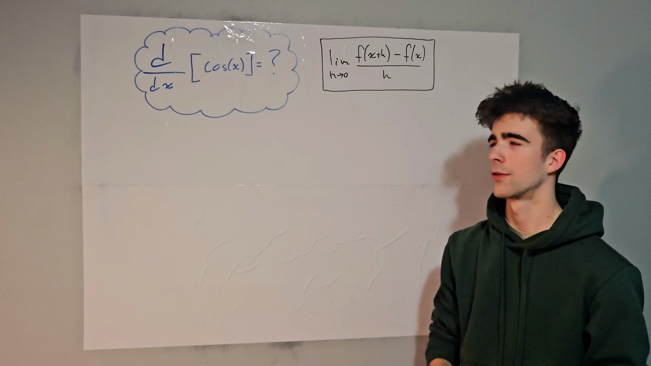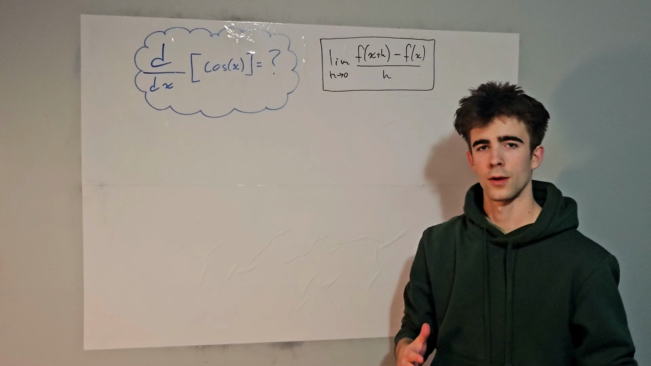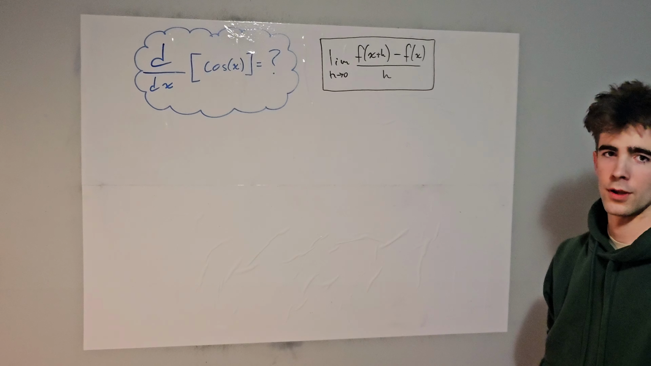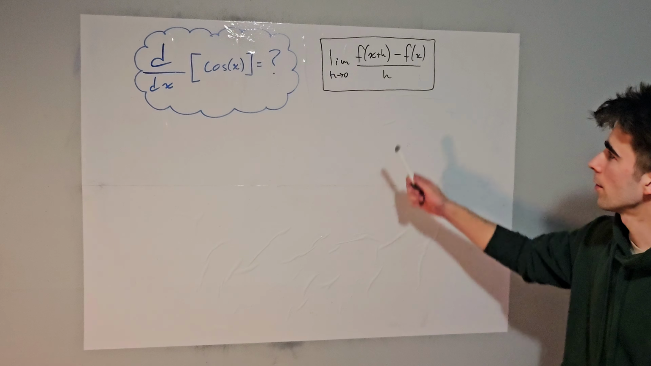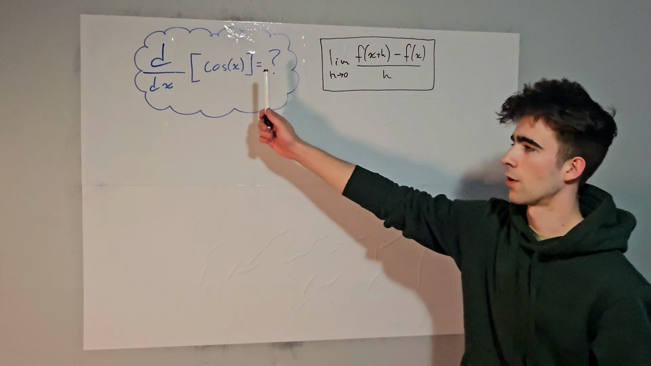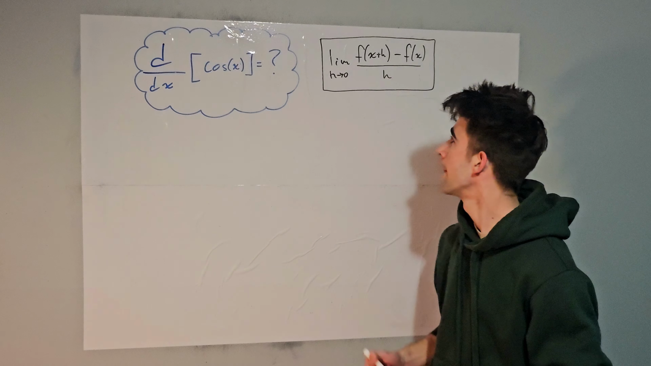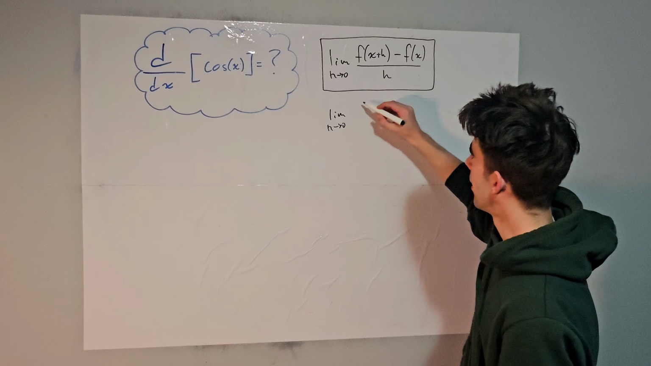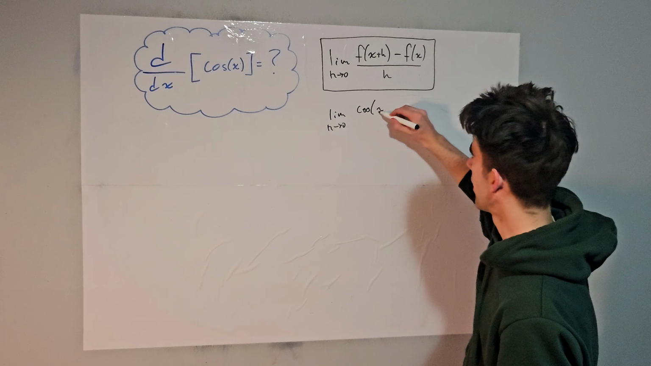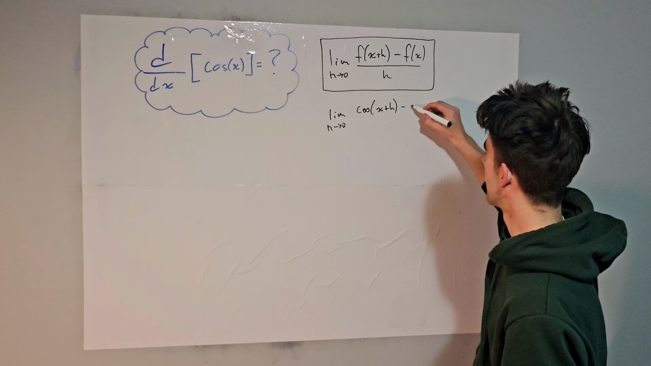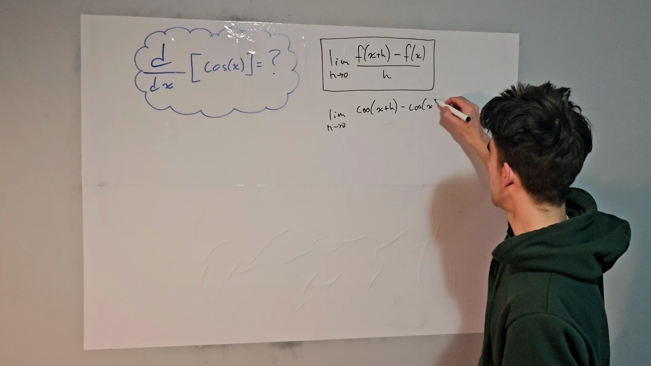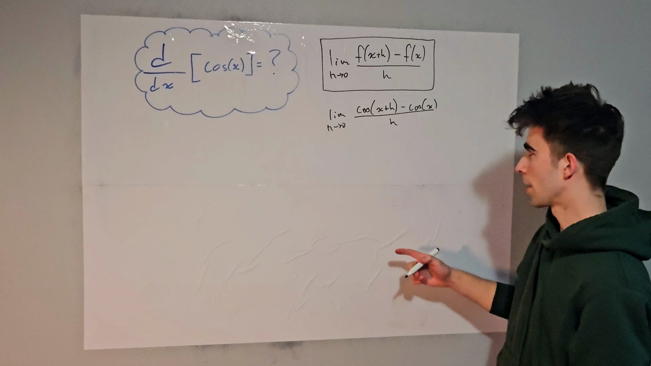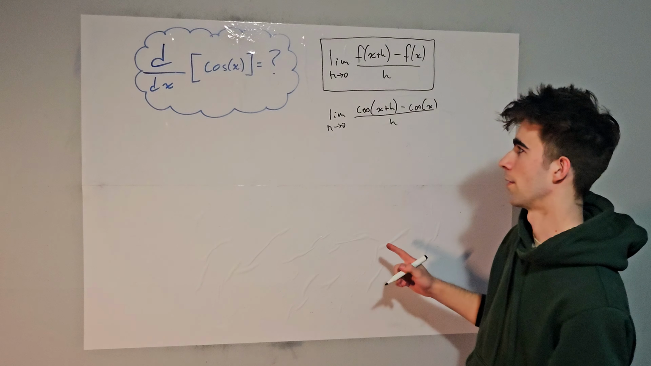Let's say we're trying to find the derivative of cos x. One way we can go about this is to use our limit expression for a derivative. So we're going to replace f of x here with cos x, the thing that we're trying to differentiate. We're going to get the limit as h approaches 0 of cos(x + h) minus cos x, all over h. From here, we're going to need to simplify this down to figure out what the derivative of cos x is.